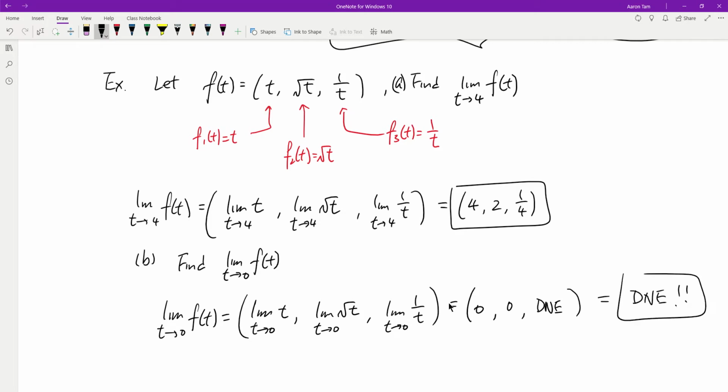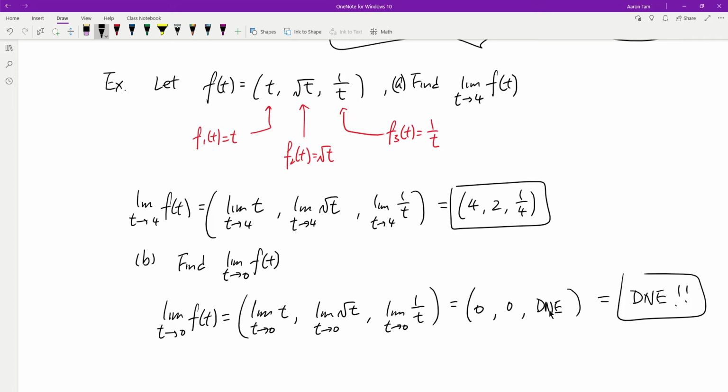Because in order for you to have an answer for this limit, all 3 of these must be defined. If any one of them does not exist or equals positive or negative infinity, then this whole thing would not exist. The reason why is because we cannot define a vector, in this case in R3, with one of the coordinates not being defined. Whether it goes to infinity or does not exist, it would mean that we cannot define an actual number for one of the coordinates. And when that happens, I can't define the entire vector.